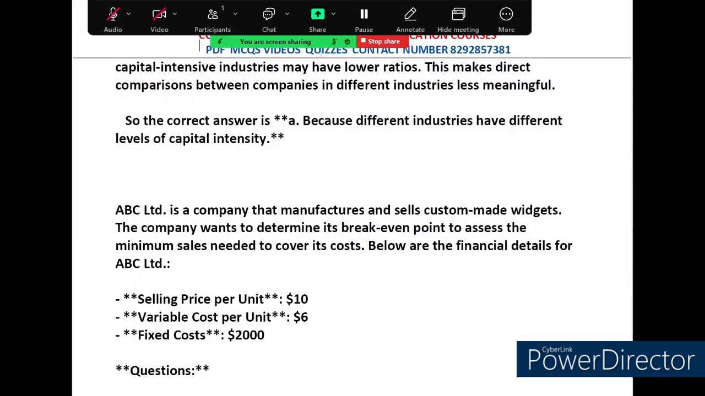Let's move on to the next case study that we have, which is related to the BEP, the break-even point, right? So let's see the question.